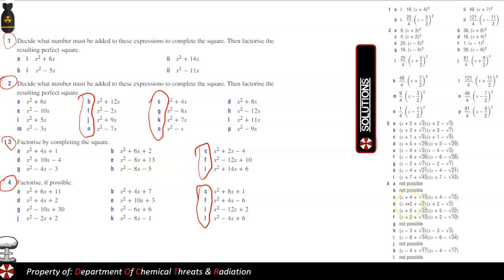And solutions are on the right hand side if you want to check, which these ones aren't the worked. They're just the final answers to check.